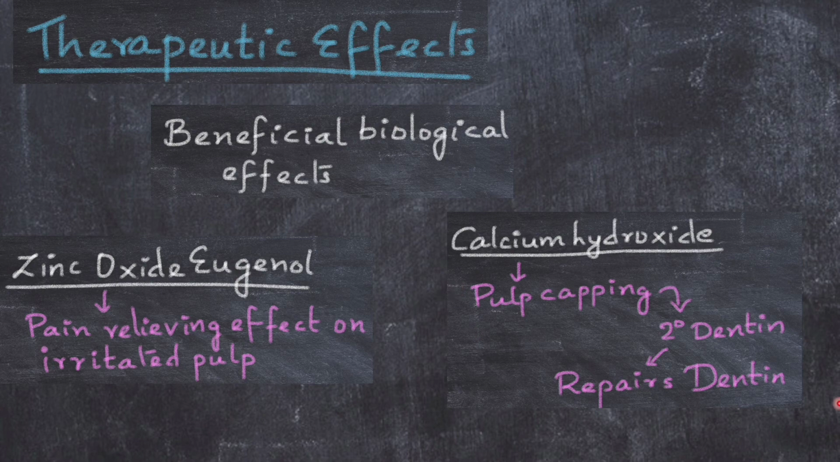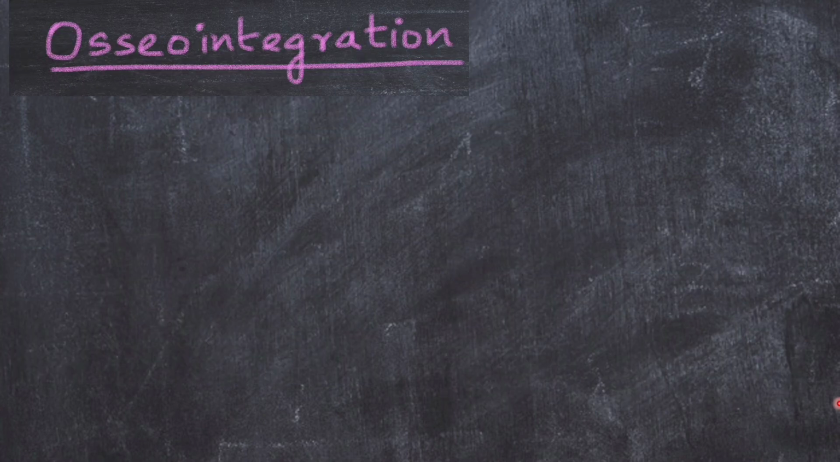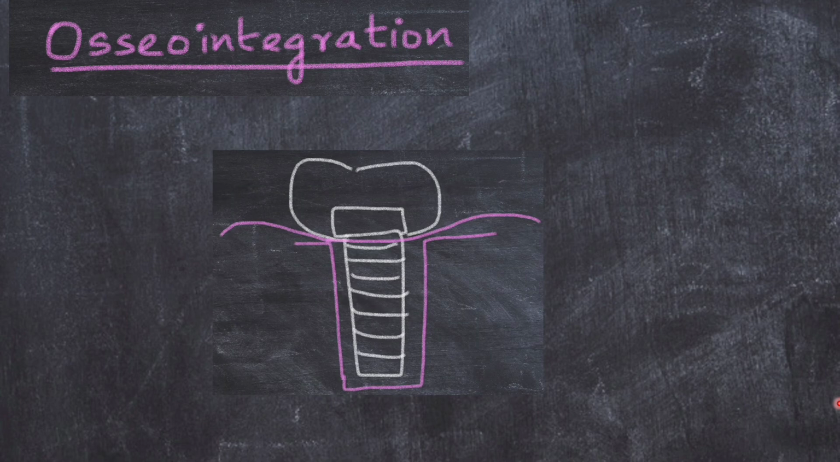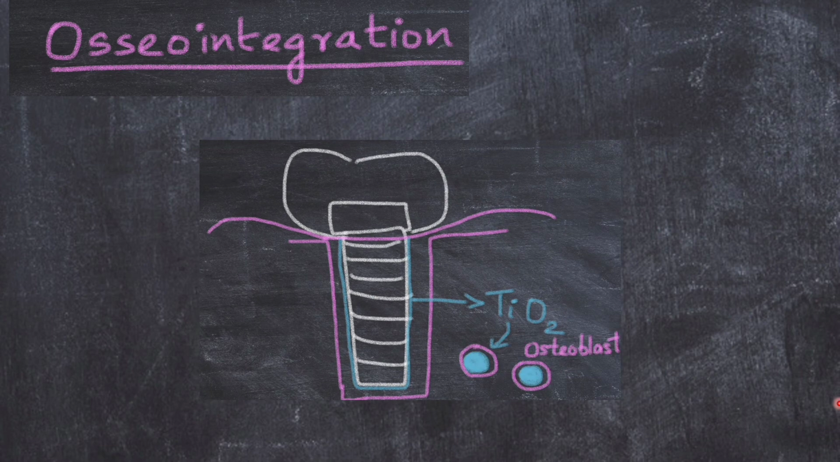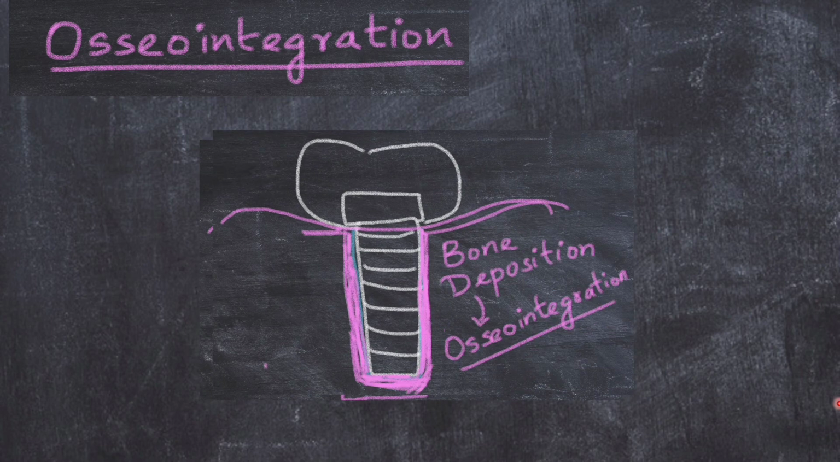Another important property to be seen is osseointegration. It is essential in case of implants. When an implant is placed, the most common material used is titanium. The titanium will form an oxide layer, that is a titanium oxide layer, on the surface. This facilitates the deposition of bone. Now, this is called osseointegration.